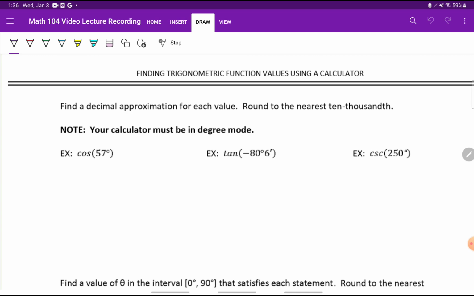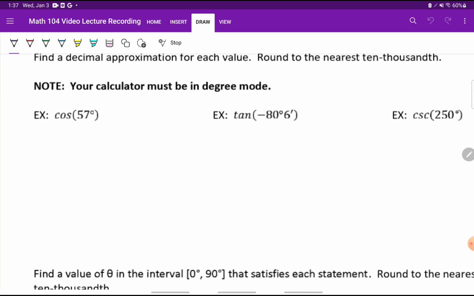Now, different calculators vary where that degree versus radian mode is. I've included several links to other videos in the description of this video to give you additional details on converting between degree and radian mode, as well as entering degree, minute, second notation into your calculator. So if you don't know how to do those things, you may want to pause this video, go check out the links that I have in my description. I have videos for several different calculators that you can check out.